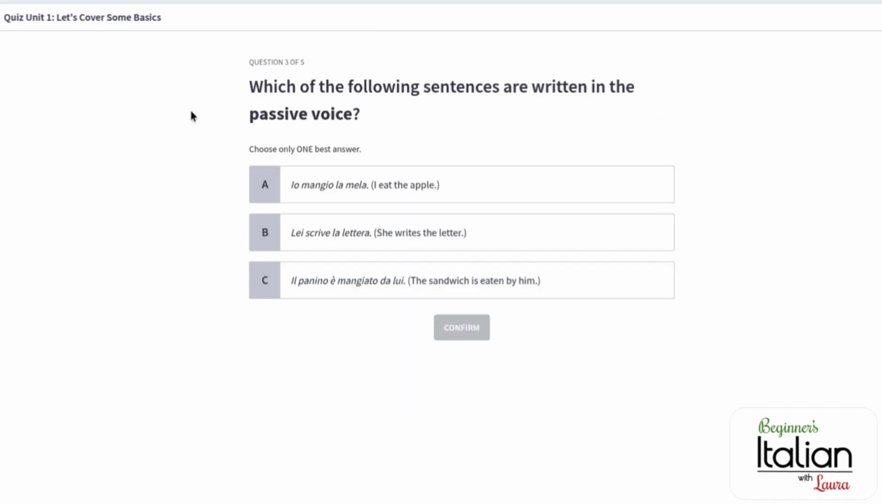Okay, number 3. Which of the following sentences are written in the passive voice? Choose only one best answer. So we have letter A, io mangio la mela, I eat the apple. Letter B, lei scrive la lettera, she writes the letter. Or letter C, il panino è mangiato da lui, the sandwich is eaten by him.